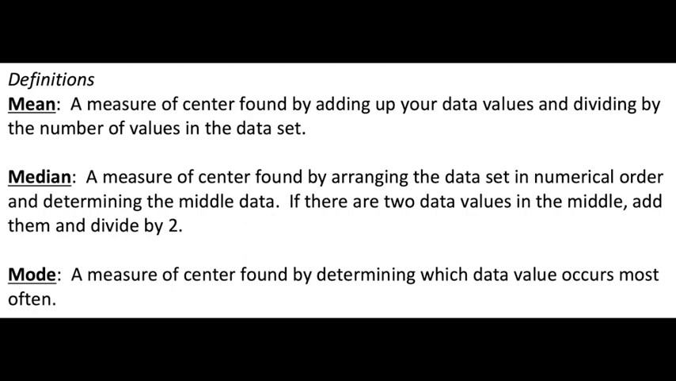The median, also known as the middle, is found by arranging all of the data in numerical order and determining the middle data value. If there happen to be two data values in the middle, you're going to find the average of those two numbers by adding them up and dividing by 2. The mode is a measure of center that simply determines which data value repeats the most often. If no data value ever repeats, then the data set does not have a mode.